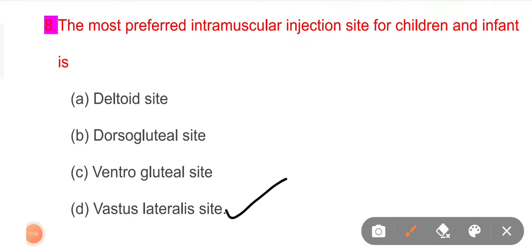So in the case of children, we can give the intramuscular injection mostly at the vastus lateralis site, which is present on the lateral side of the thigh.